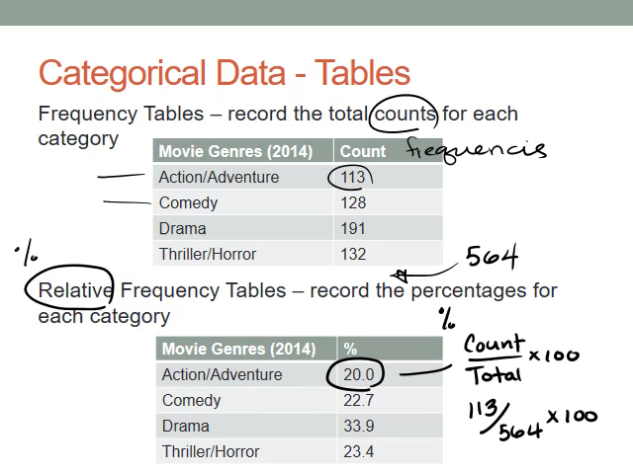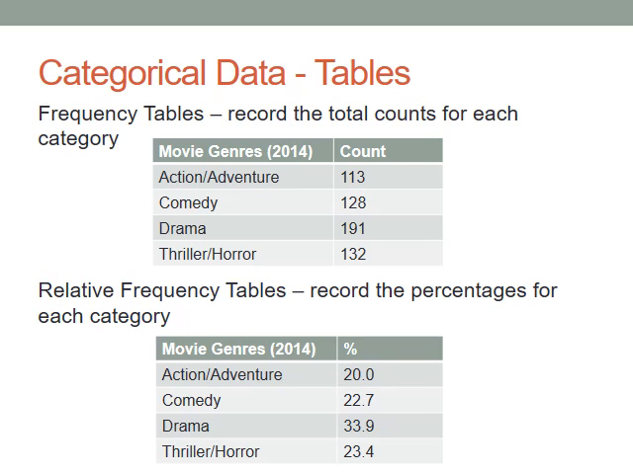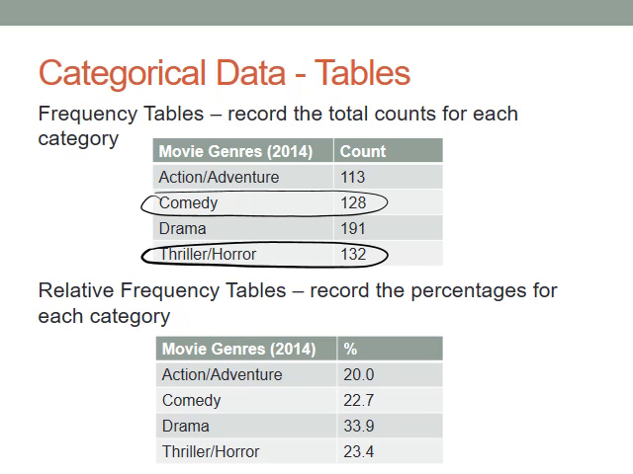So why is this helpful? Well, I can see in my counts that, let's say for comedy, I had 128 movies that were released, and in thriller and horror, there were 132. I can see those numbers are different, but what the relative does for us is it tells us how different are they. Let's look at the percents. 22.7% versus 23.4%. Is that very different? Not really. That's where relative helps us.